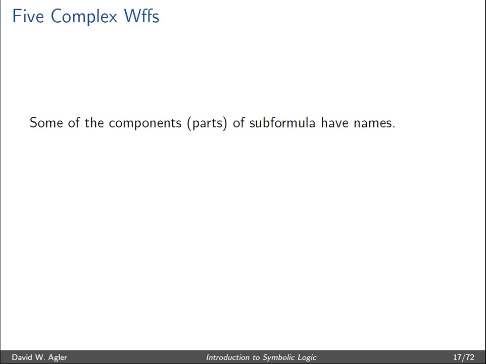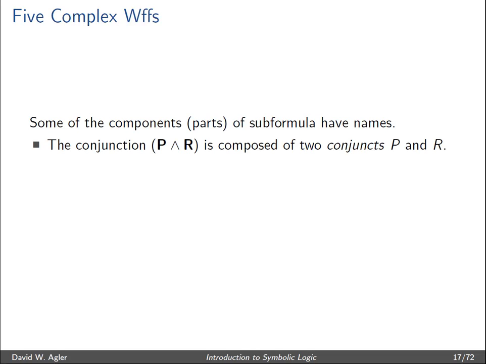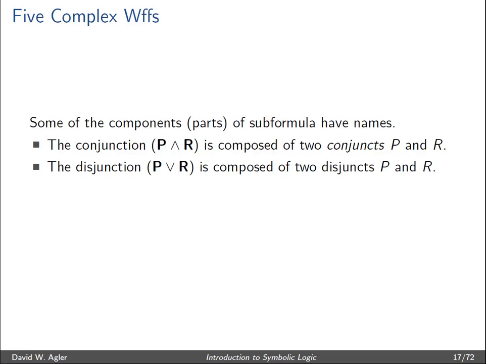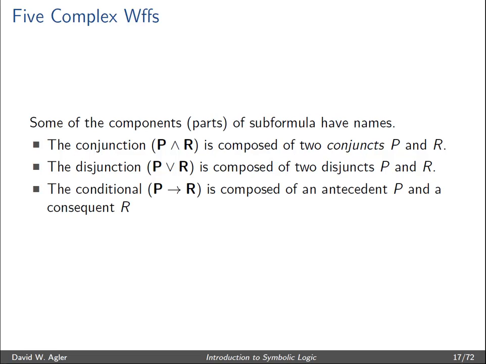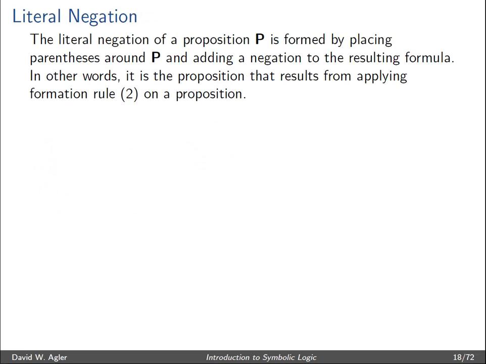Now, some of the components or subformulas of these 5 different complex well-formed formulas have their own names. The conjunction, where the and is the main operator, is composed of 2 conjuncts, P and R. The 2 sides of the conjunction are known as conjuncts. The disjunction has 2 parts, and those 2 parts are known as the disjuncts of the disjunction. Now, the conditional is a little bit different. The subformula to the left of the right arrow is known as the antecedent of the conditional, whereas the formula to the right of the right arrow is known as the consequent of the conditional.